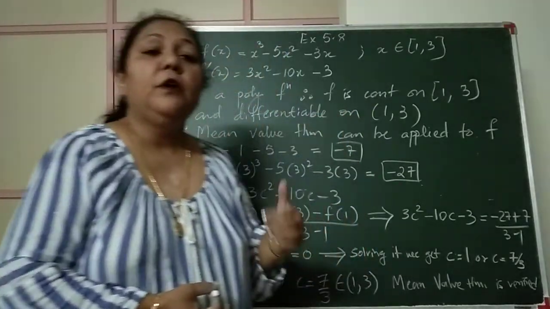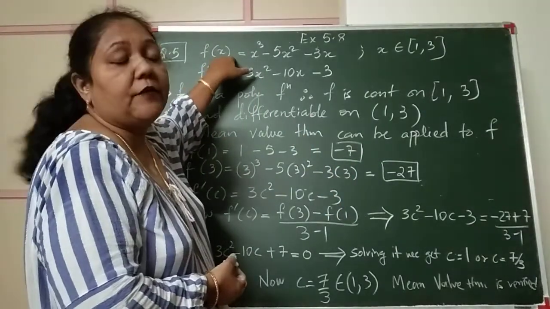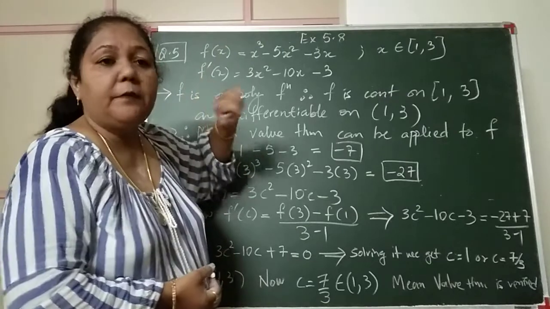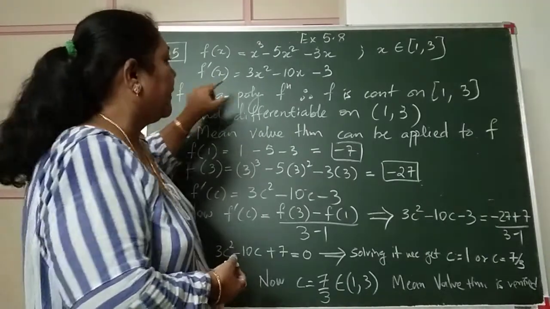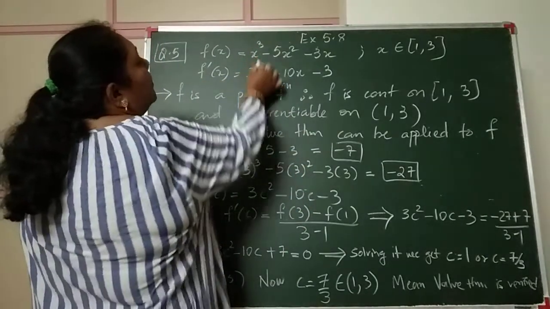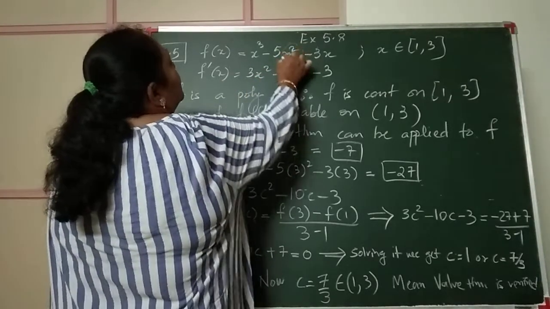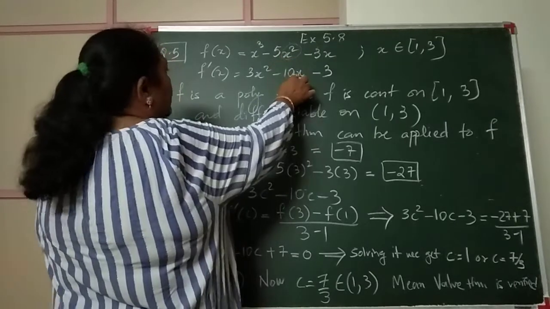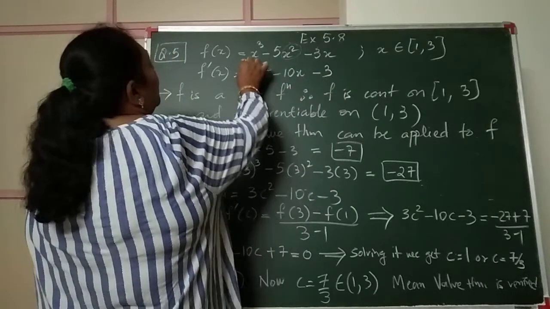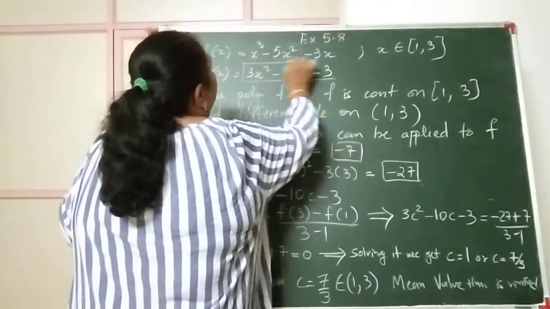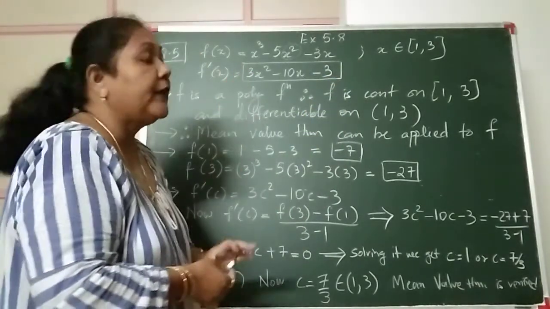Let us first go to verifying the mean value theorem. So we start with f of x. This time we'll first only differentiate this function and keep f dash of x ready. So I differentiated x cube का differentiation will be 3x square, then 5x square, the differentiation will be 2x, so that will be minus 10x, and x का differentiation will be 1, so minus 3. So f dash of x is 3x square minus 10x minus 3. This is your f dash of x.